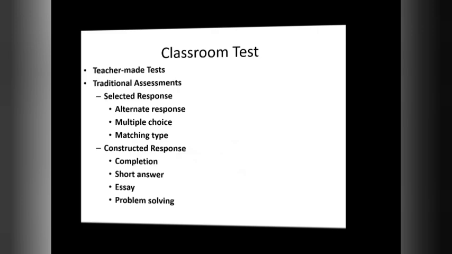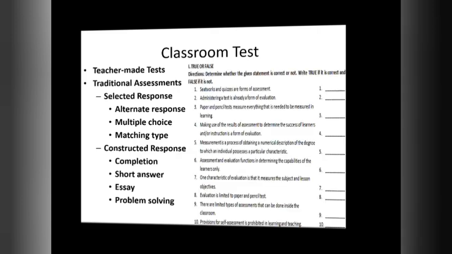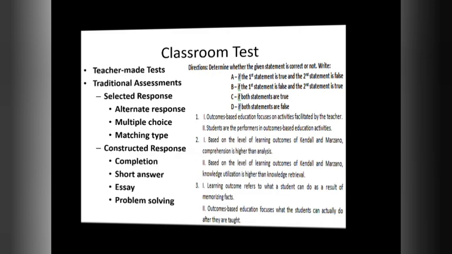Under selected response type, we have the alternate response like true or false. We also have this one, which provides four options to the students, but these options are the same all throughout this section of the test. Again, this is still part of the alternate response because students have just limited options in terms of how they will respond to the question.